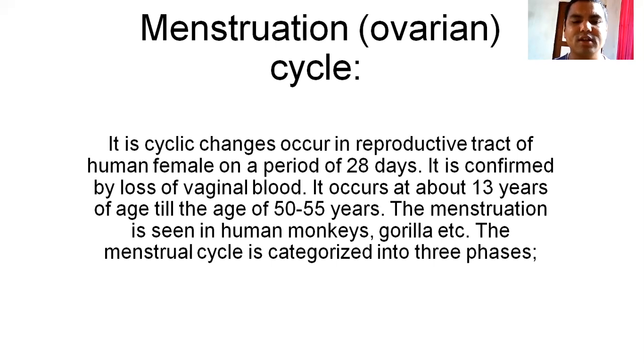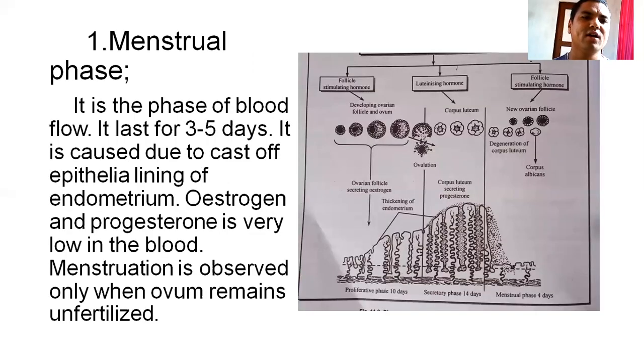The menstrual cycle is categorized into 3 phases that we can discuss in 3 parts. First of all is the menstrual flow, or the menstrual phase. It is the phase of the blood flow. During the time of the blood flow, we call it the menstrual phase. It lasts for 3 to 5 days, we can see it for 4 or 5 days. It is caused by the shedding of the epithelial lining of the endometrium.